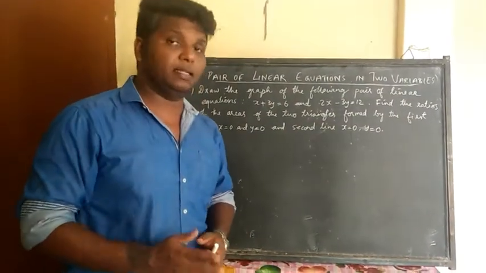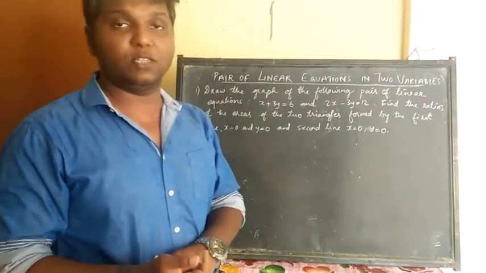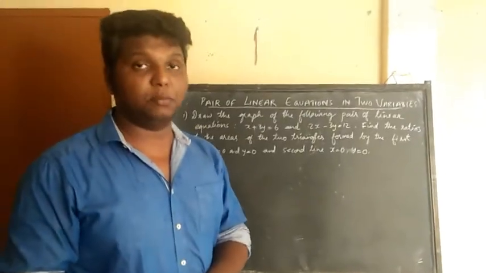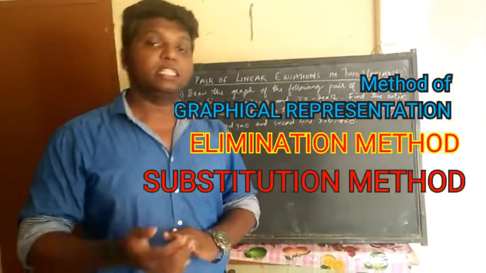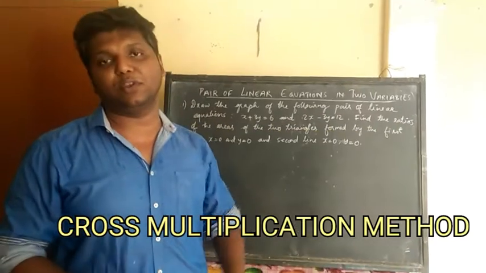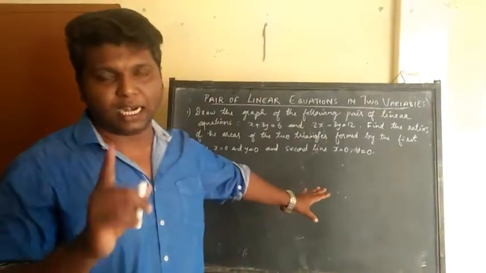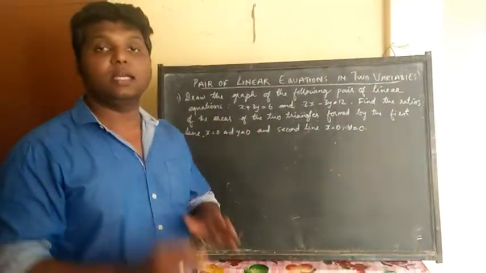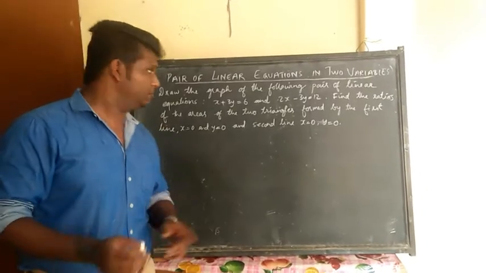And for this solving, there are different types of methods. One method is what we call the graphical representation method, then the elimination method, substitution method, and cross multiplication method. These four methods are the methods which we are going to study in this chapter. Starting with that, let us go to the method of graphical representation.